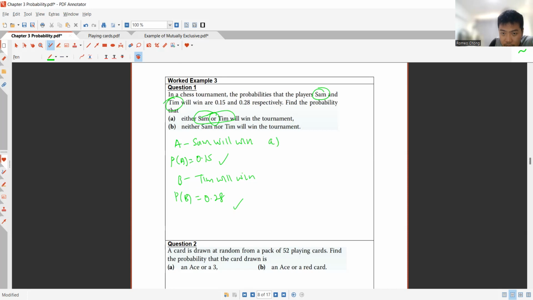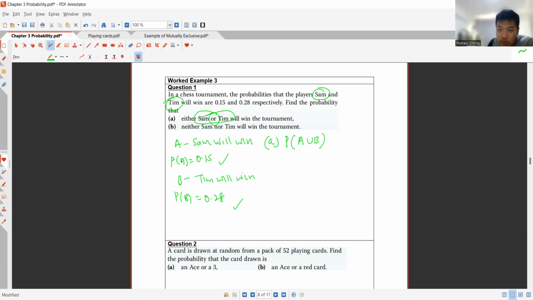That means if I want to write it in the form of probability notation, I should start writing P and then or, meaning that you have to put A union B. That means either one will win. That means you have to include both. Because in this question these two persons are mutually exclusive, meaning they are not affecting each other. There is no common element.